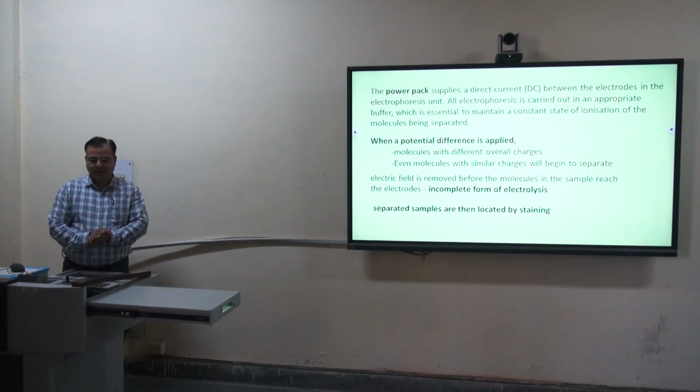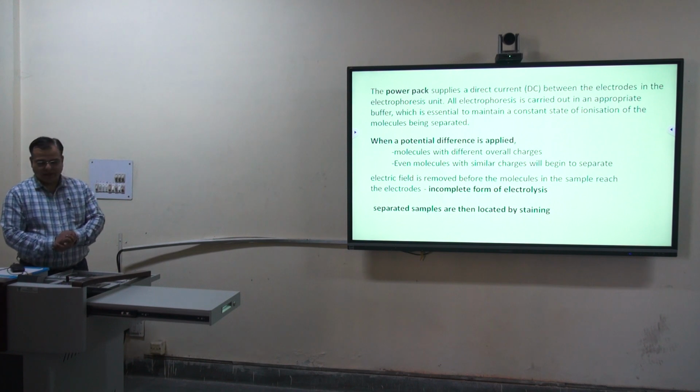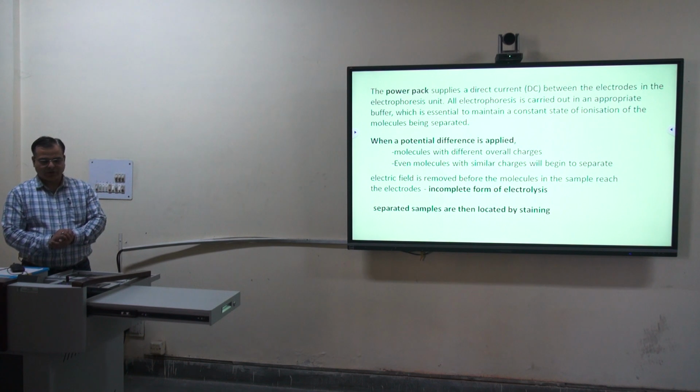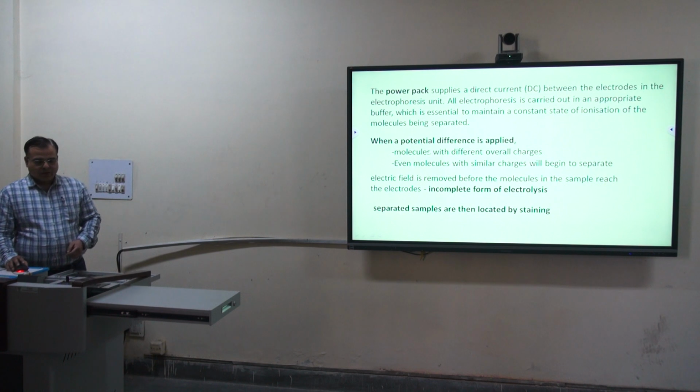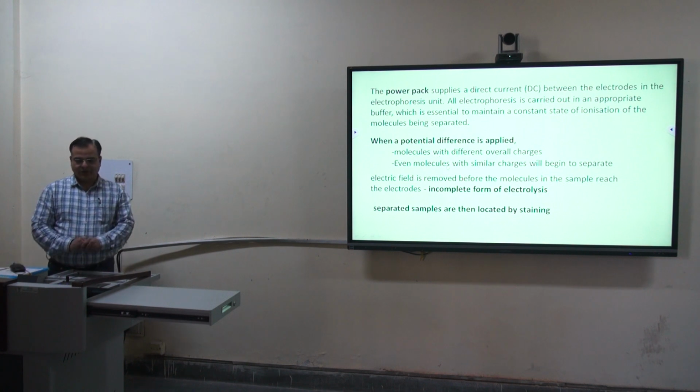Coming to the power pack, as I already told, the power pack supplies direct current. The function of the buffer is to maintain the ionization state of the molecules. To start the electrophoresis, we switch on the power pack, and as we switch it on, the potential difference is applied.